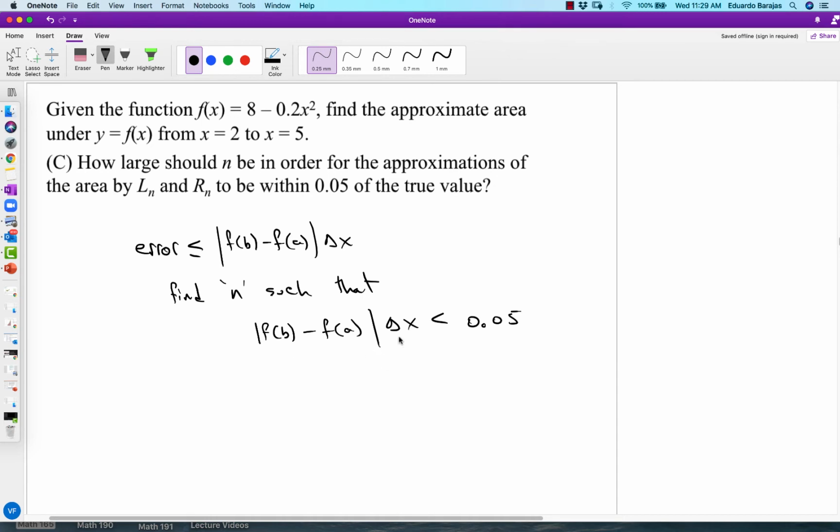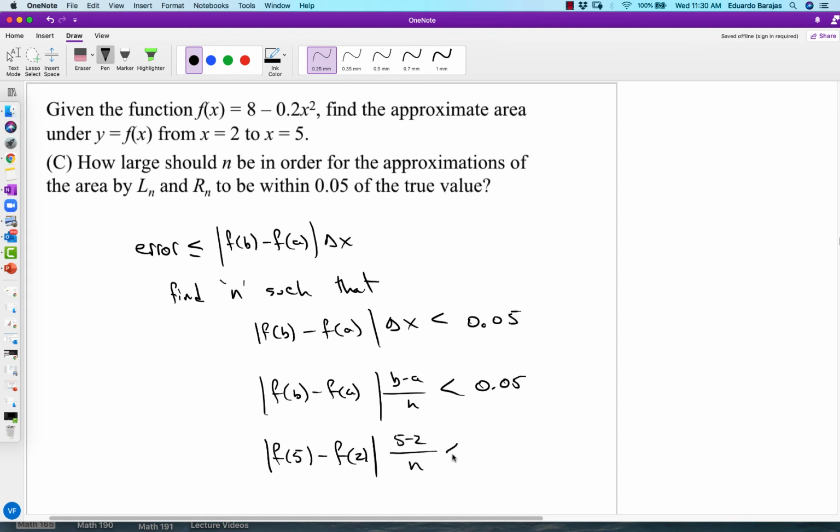Okay, so now where's the n? Well, the n is buried in here, right? So the formula for delta x is b minus a over n. Right? And then this is f of b minus f of a. Let's be less than 0.05. Okay, so the a and the b are 2 and 5. So this is absolute value of f of 5 minus f of 2, absolute values. And then this is the 5 minus 2 over n, less than 0.05.